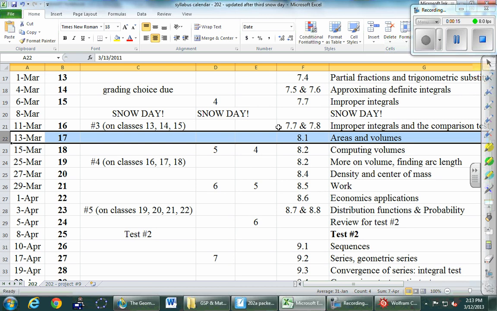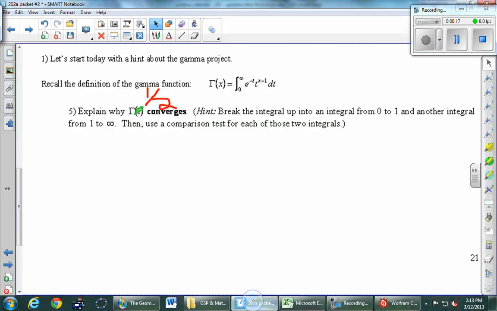I'll go ahead and give a hint right now at the very start about project number 4. So we begin on page 21 in the packet. And you've been thinking a lot, hopefully, in this project about this thing called the gamma function. So I've put the definition there. And question number 5 says, explain why gamma of 1/2 converges.